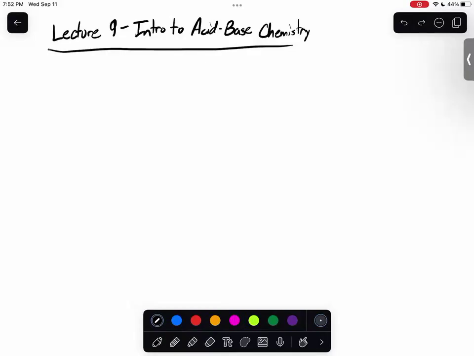So, this is the point in the course that I will say things are going to start ramping up in terms of difficulty, because everything up to this point has been partially memorization, partially just going through and getting the basics down. Now, we're going to start applying everything. And where we start applying everything is here in acid-base chemistry.